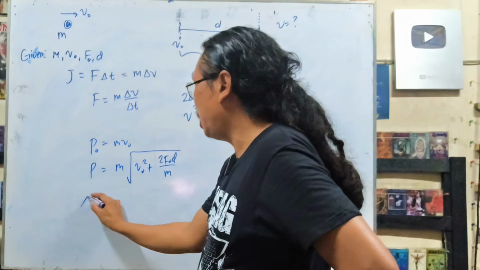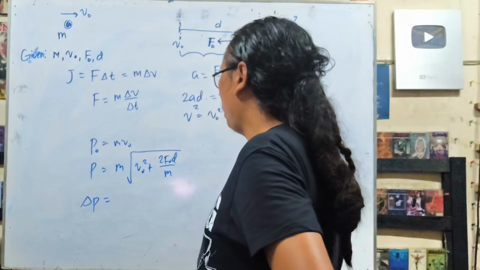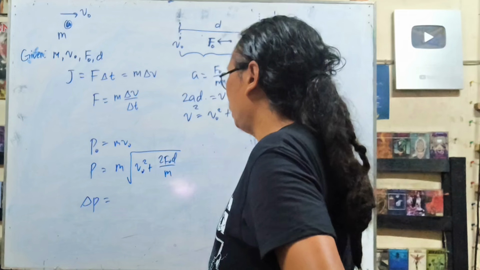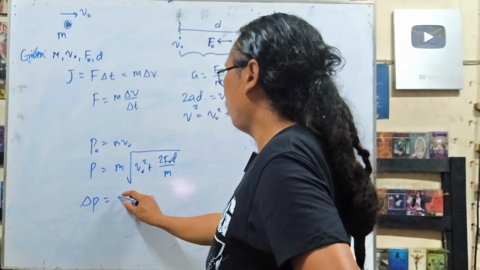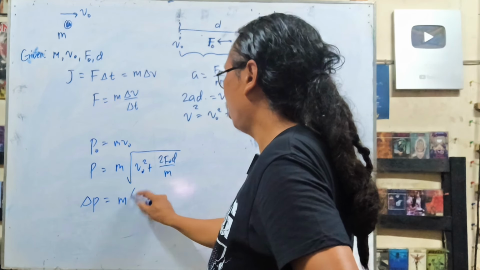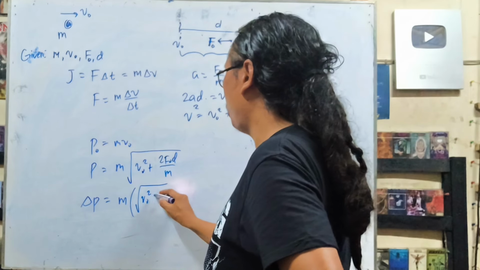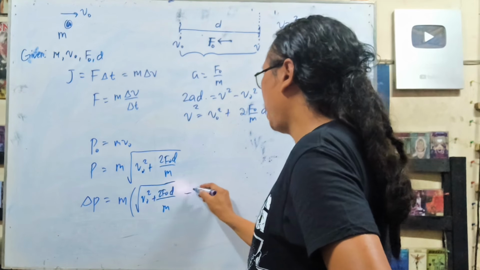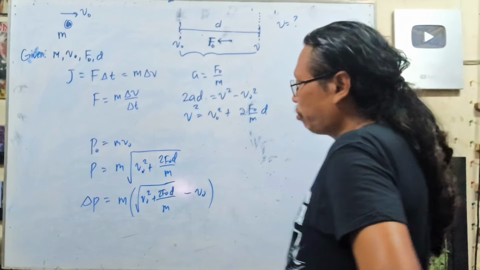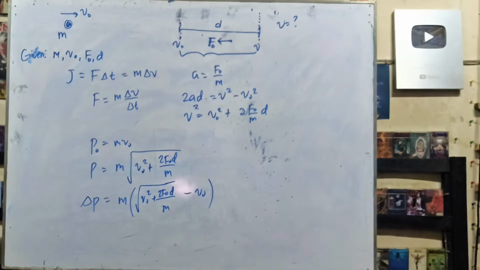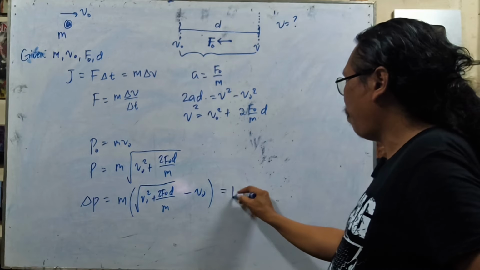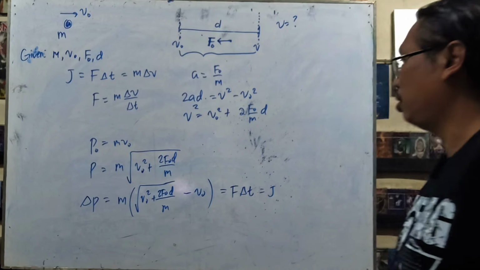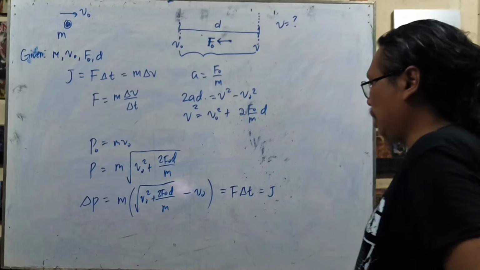And what's delta P? Delta P is this minus that. So that would be m times the square root of v naught squared plus 2 F naught d over m, minus v naught. That's my delta P. And we know that this is my F delta t, or my impulse. So I have now solved the impulse. That's just delta P.